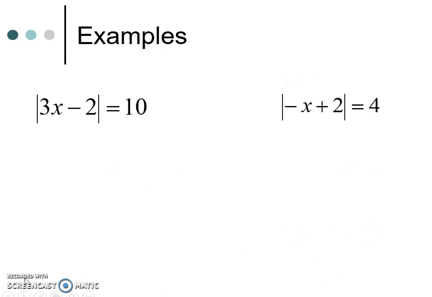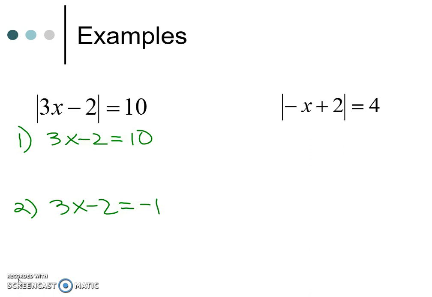Let's solve the next problem. Absolute value of 3x minus 2 equals 10. We're going to have two setups. First setup is we're going to remove the absolute value and write 3x minus 2 equals 10. And then we're going to solve for x. Second setup will be the same thing, but we're going to have negative 10. One with the positive, one with the negative.